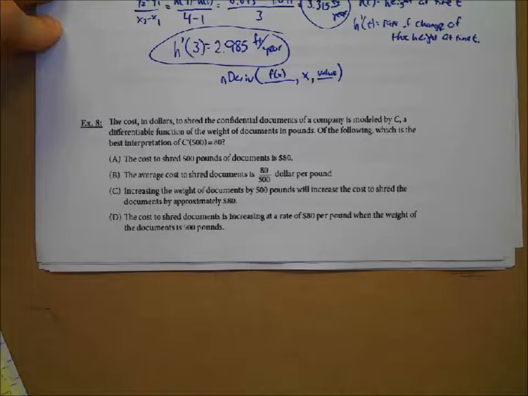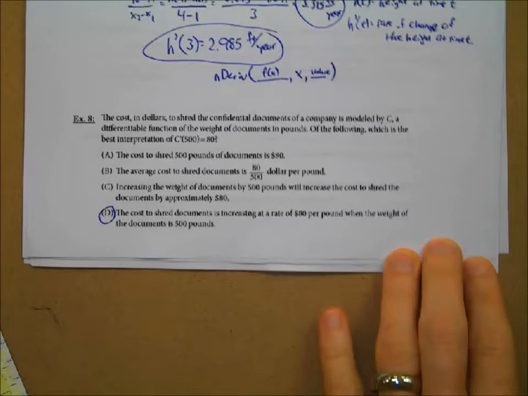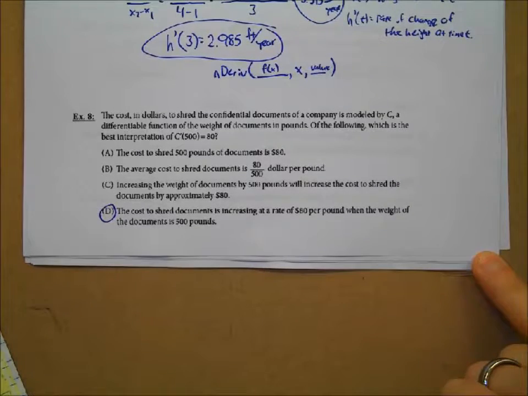I just confused a bunch of people because people had the right answer. So it's D. It is D. The cost to shred documents is increasing at a rate of $80 per pound. We throw in the increasing. Why do we throw in the increasing here? Well, because it's a positive C prime. That's equal to there, positive C prime.